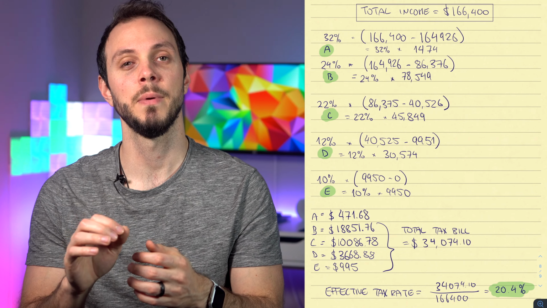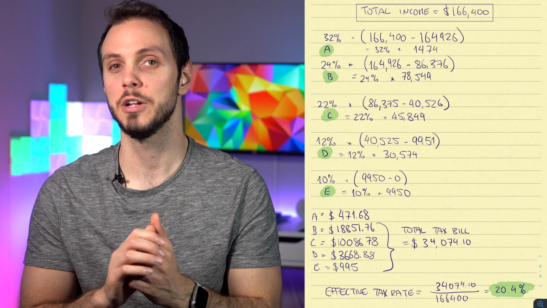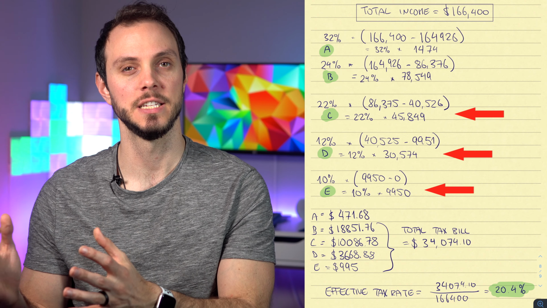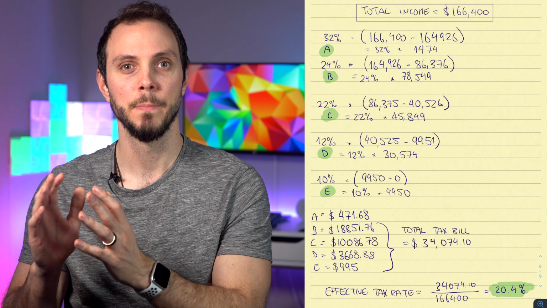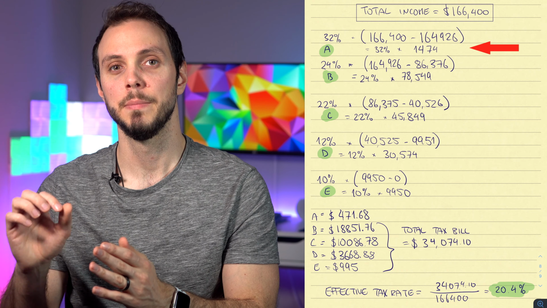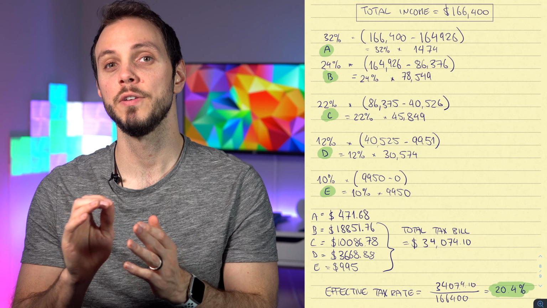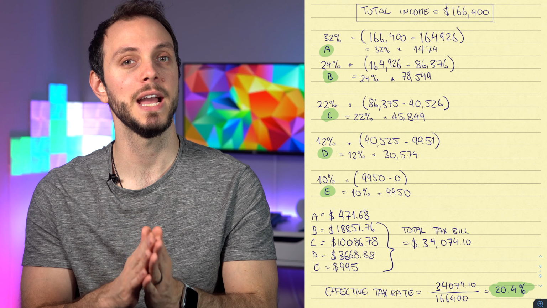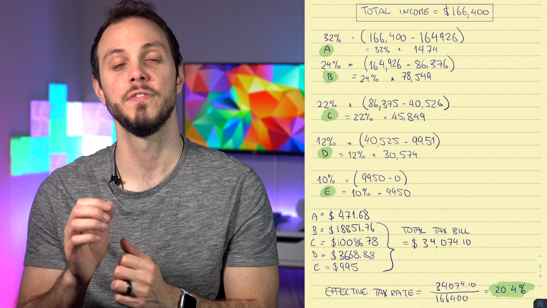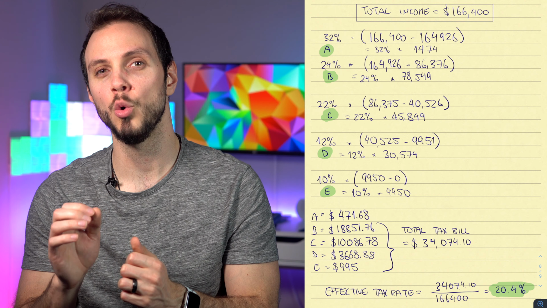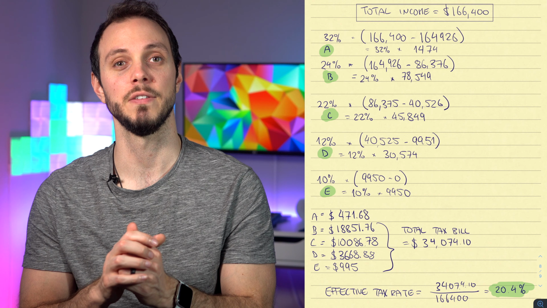Now let's do the math on the raise. Our total income has increased to $166,400. The first three glasses are going to be the same. But now we're going to have a fifth glass because we're entering the 32% tax bracket. The 24% tax bracket is now going to be maxed out at $78,549. The fifth tax bracket is only going to be $1,474.